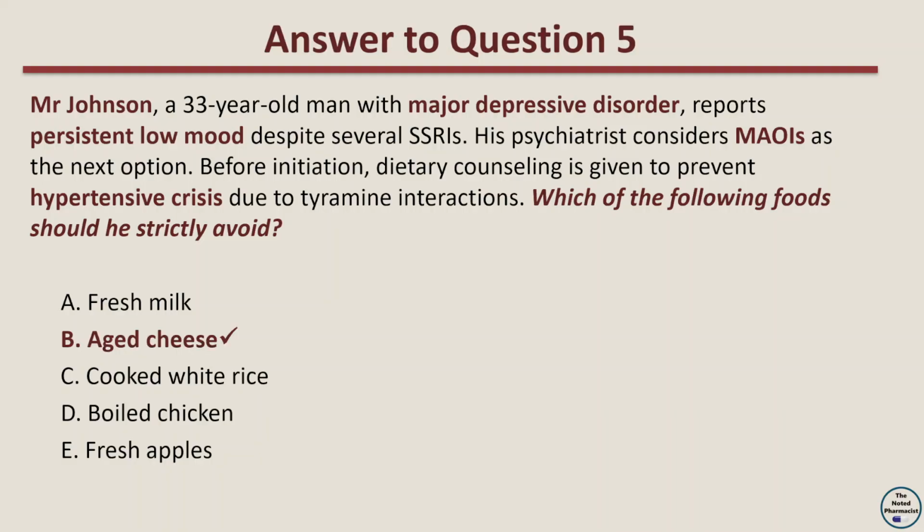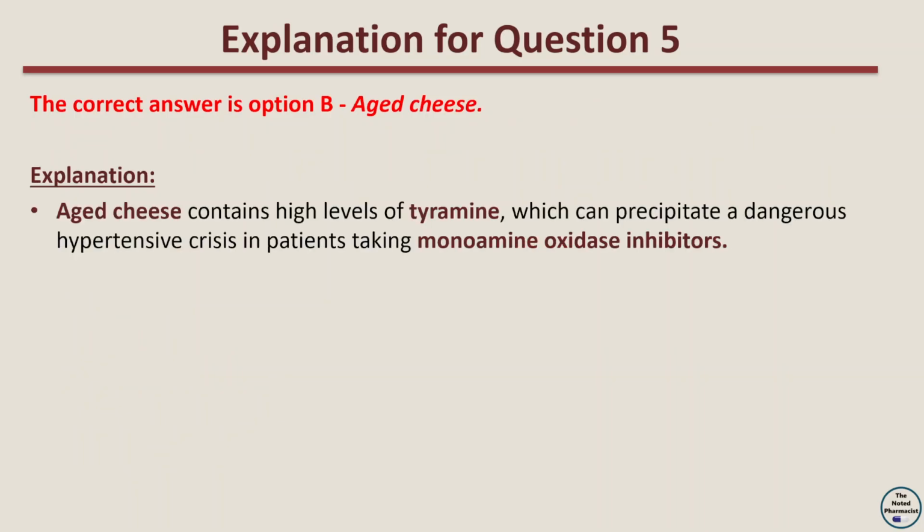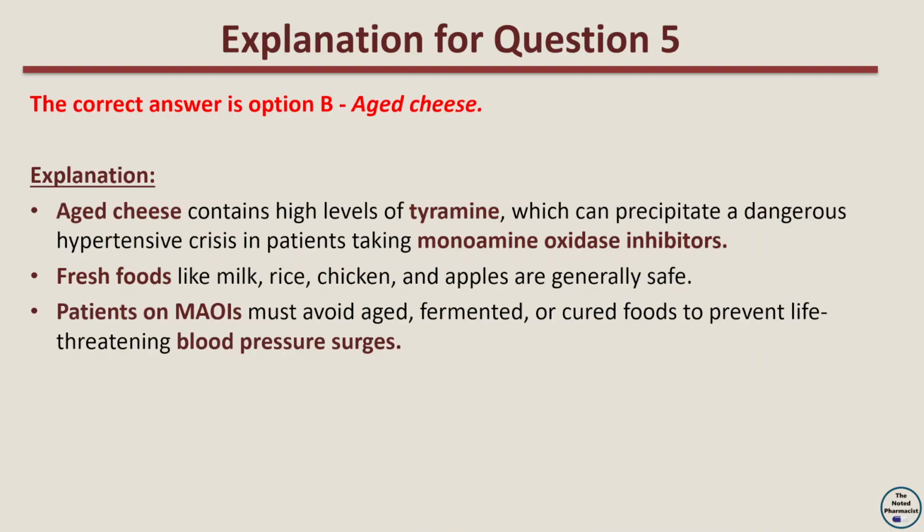The correct answer is option B, aged cheese. The explanation is that aged cheese contains high levels of tyramine, which can precipitate a dangerous hypertensive crisis in patients taking monoamine oxidase inhibitors. Fresh foods like milk, rice, chicken, and apples are generally safe. Patients on MAOIs must avoid aged, fermented, or cured foods to prevent life-threatening blood pressure surges. This makes aged cheese the key dietary restriction.